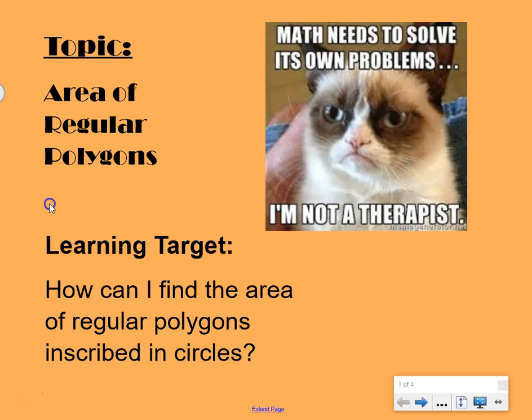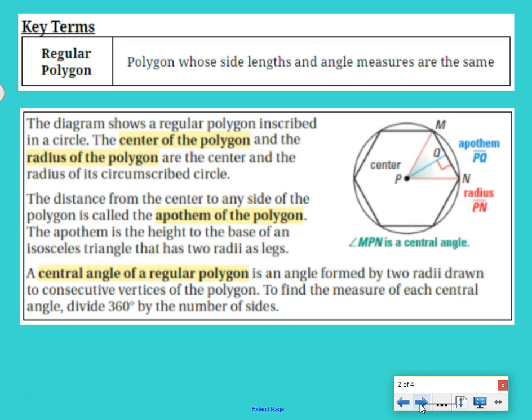Today our topic is area of regular polygons, and our learning target is how can I find the area of regular polygons inscribed in circles. All right, so our key term is regular polygon. A regular polygon is a polygon whose side lengths and angle measures are all the same, so it looks very symmetrical.